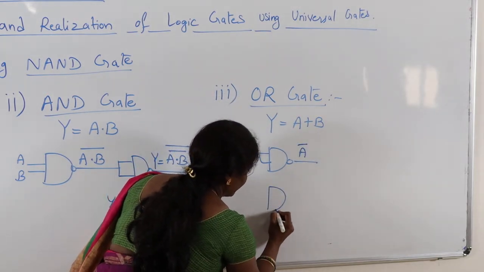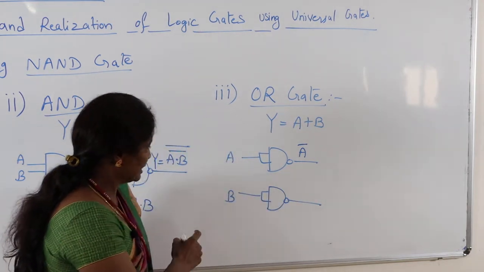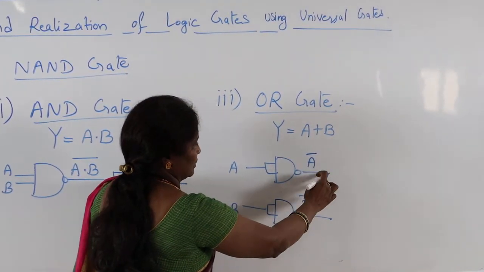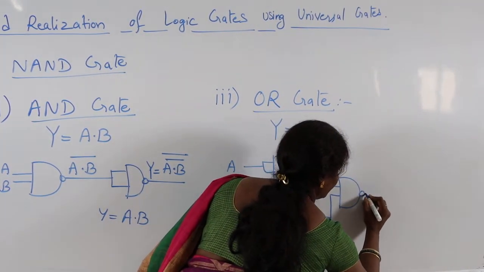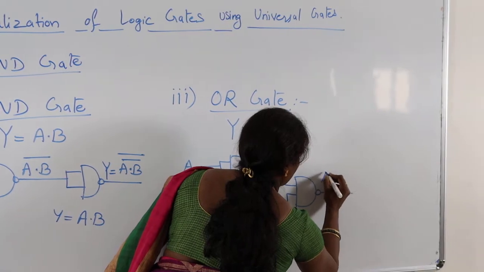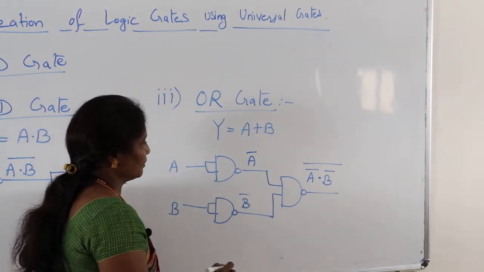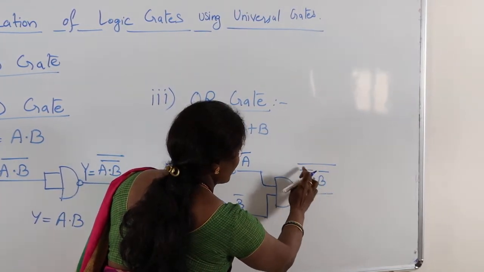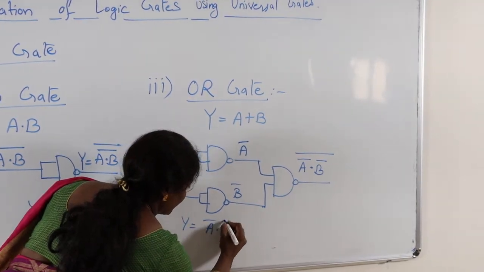And again one more NAND gate we will use. Input is B, output will be B bar. If these two are given as input to the third NAND gate, then the expression will be A bar dot B bar whole bar. Okay. A bar is one input, B bar is another input. So Y is equal to A bar dot B bar whole bar.